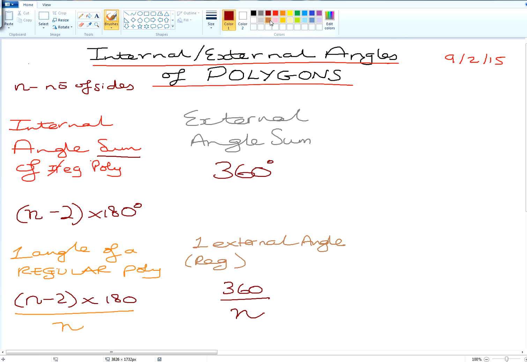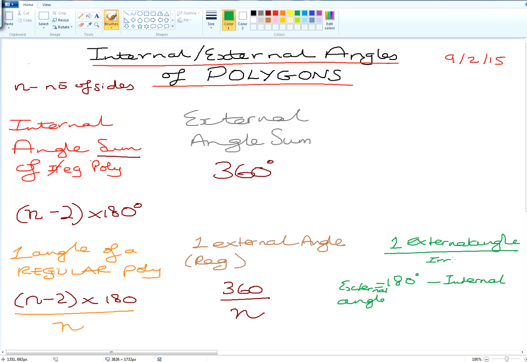If you wanted to work out an external angle, so now you want to work out the external angle of a shape, and you know the internal angle, you do 180 degrees minus the internal angle, and that particular part of the question will actually give you the external angle. This is the external angle for an irregular polygon, and it also works for regulars as well, but it's designed for irregular.